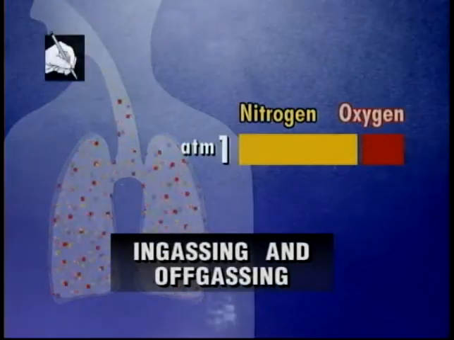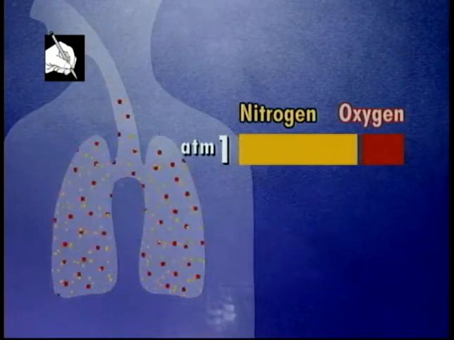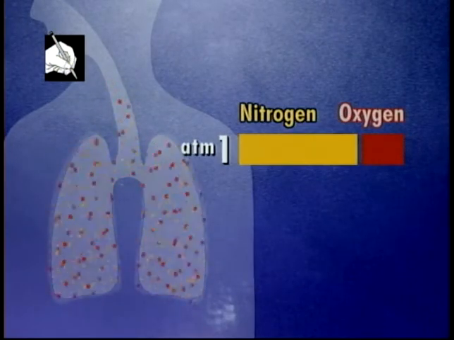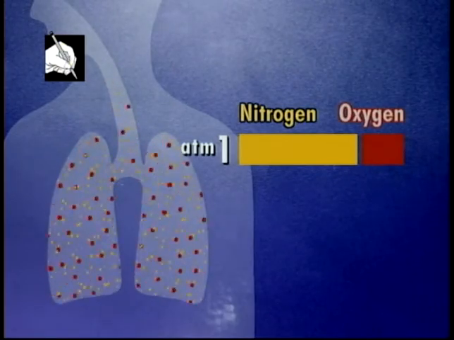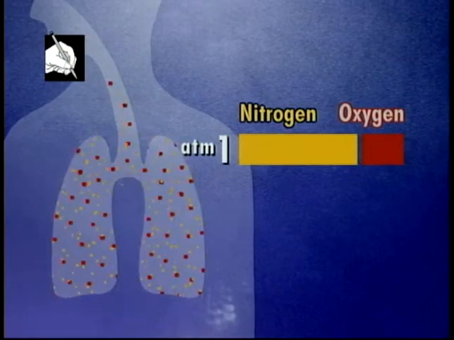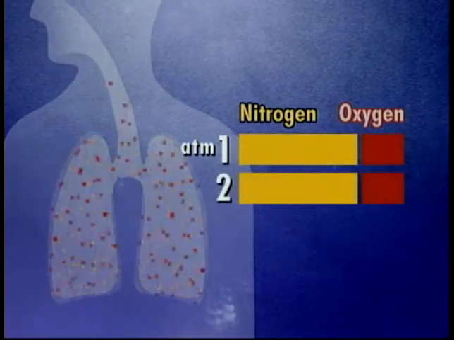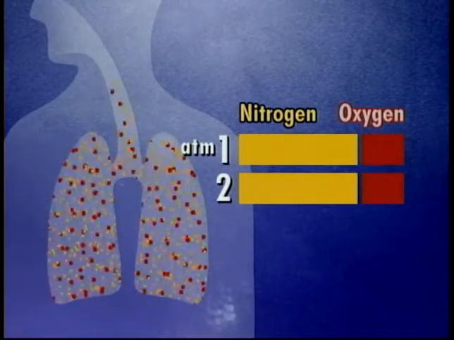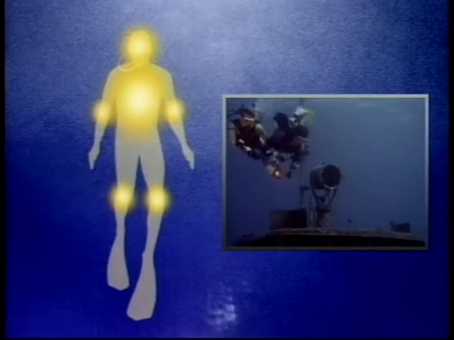When you breathe in and out, the air you breathe is 78% nitrogen. The pressure of nitrogen is balanced between the air and your body. This state is called equilibrium. Under increased pressure, the air you breathe is denser and the partial pressure of nitrogen you inhale with each breath is increased. The pressure of nitrogen in the air you're breathing is greater than the pressure of nitrogen in your body. Your body ingasses nitrogen until the partial pressure of nitrogen in the air you breathe is equal to the pressure of nitrogen in your body.